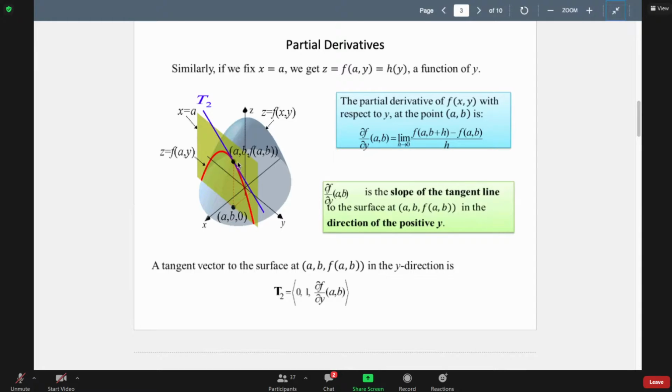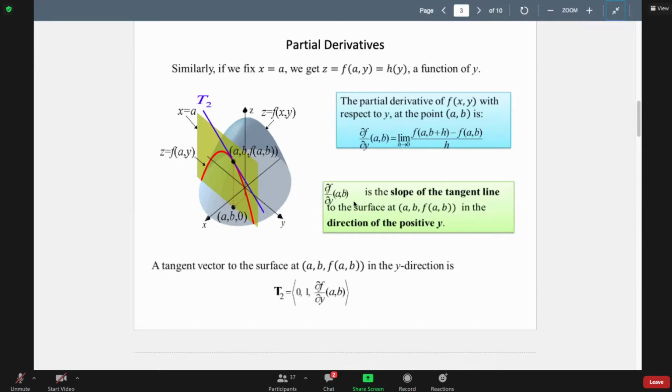Second component, you can choose whatever you like. Well, if you choose 1, then the last component is df over dy, the partial derivative with respect to y. And of course, the partial derivative with respect to y is defined in a similar way as before. Now, the first coordinate is fixed, a, and the second coordinate is changing. So we have (f(a, b+h) - f(a, b)) divided by h. And that's the definition of the partial derivative of the function f with respect to y at a specific point. This point is (a, b) here.